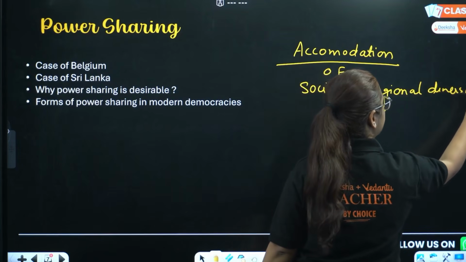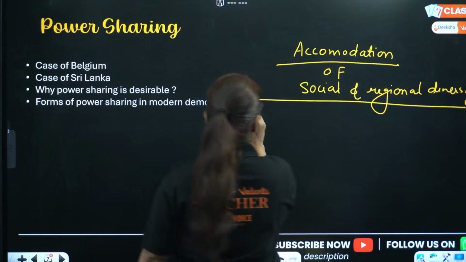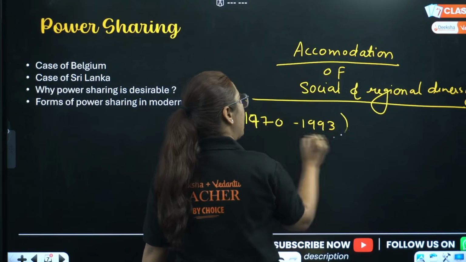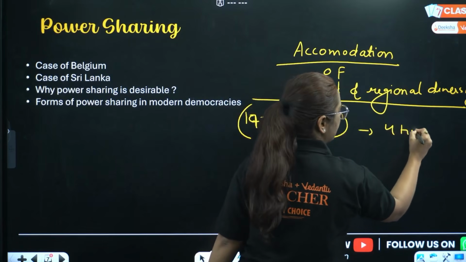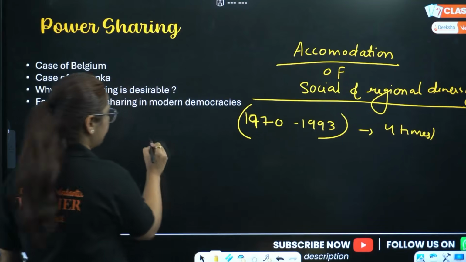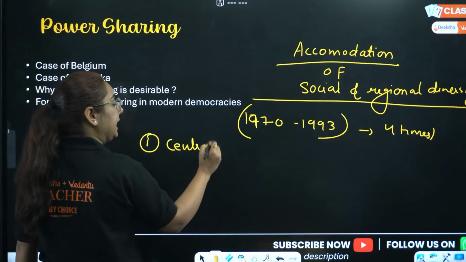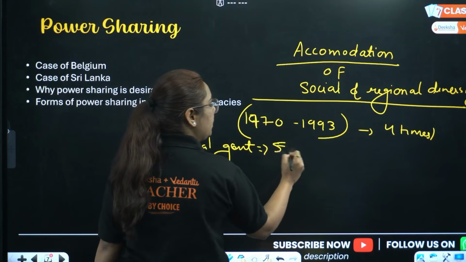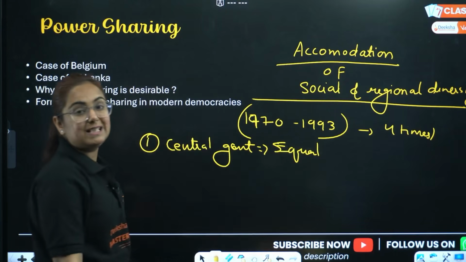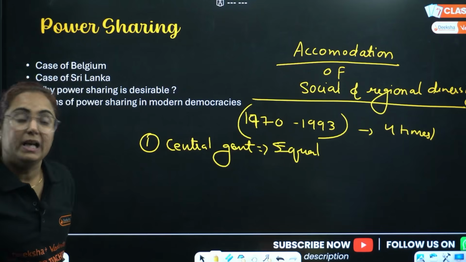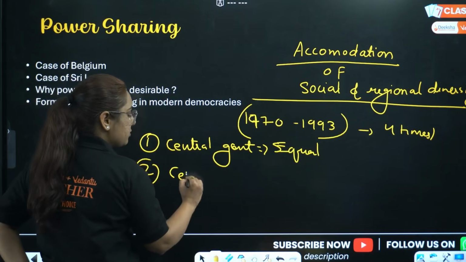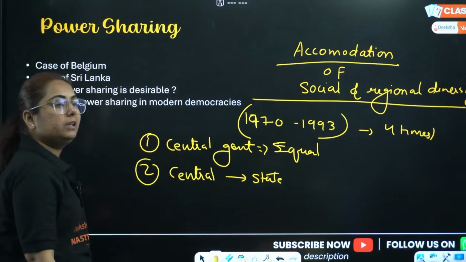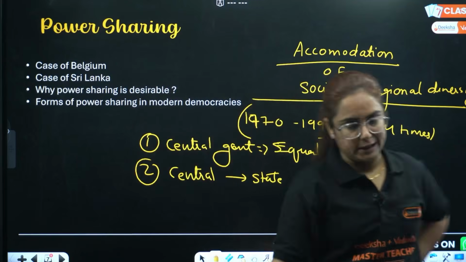How they accommodated? This is a very, very important topic of the chapter. The constitution was amended from 1970 to 1993. How many times? 4 times. What happened? The first point is that in the central government there will be equal representation of both the social communities, Dutch and French. The number of ministers will be equal. Some powers from the central government will be shared with the state government so that the state government does not live as a subordinate.